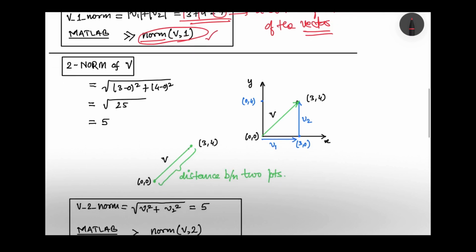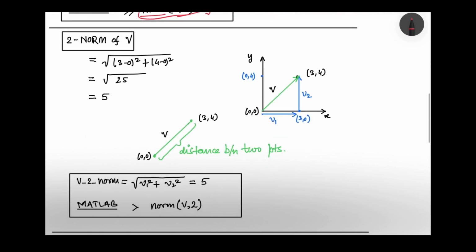Now we look into the second norm. What actually is the second norm? As we have represented the vector in a coordinate space, the point of origin in that coordinate space is 0 comma 0. The second norm of a vector is actually finding the distance between two points. One point is the origin, since we are representing the vector in a coordinate frame such that the tail of this vector is at the origin.